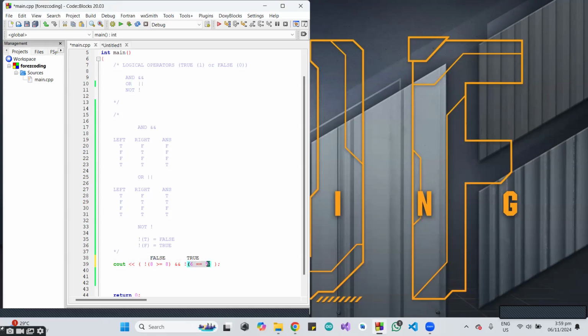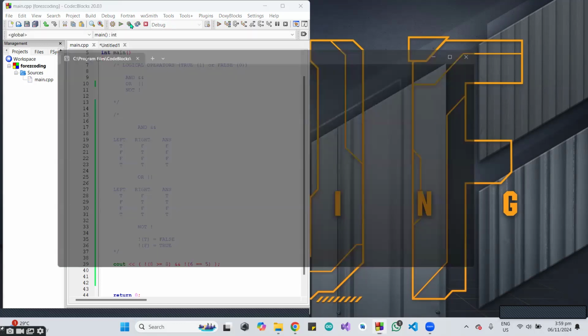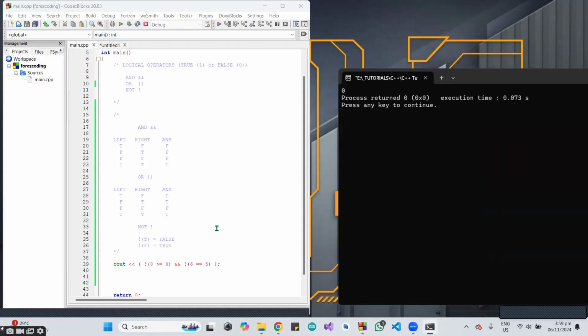6 is equals to 5. This is false. We have here not. Then we make it true. 8 is greater than or equal to 8. That is true. We have here not. We make it false. And then let's try to run the program.